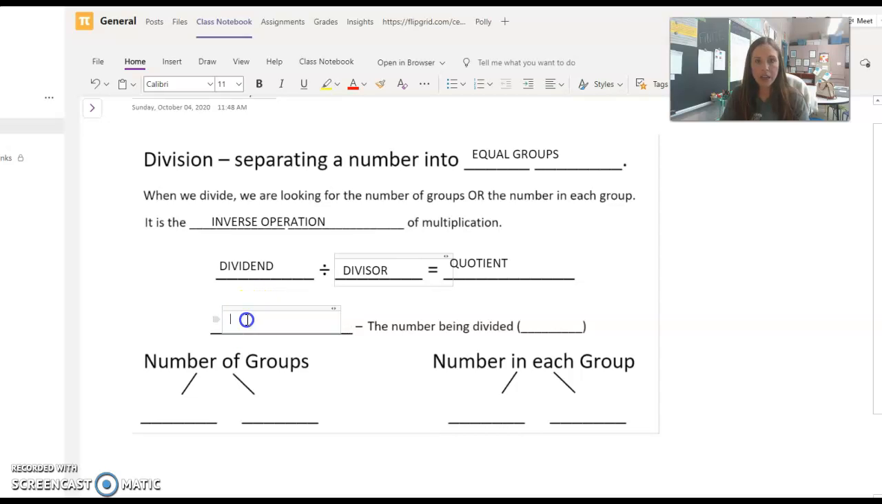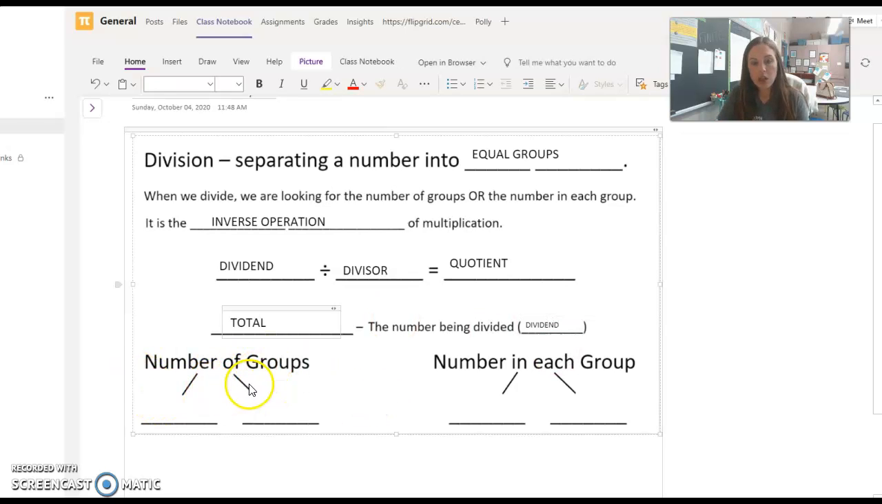When we are dividing, we already know our total. Because remember, when we're multiplying, we're looking for the total. So in division, we have our group, our big group, and we're separating it. So we know our total. It is the number being divided, or our total is the dividend.